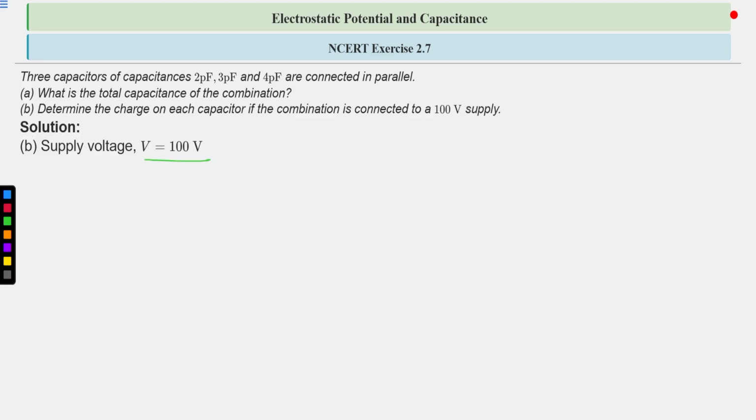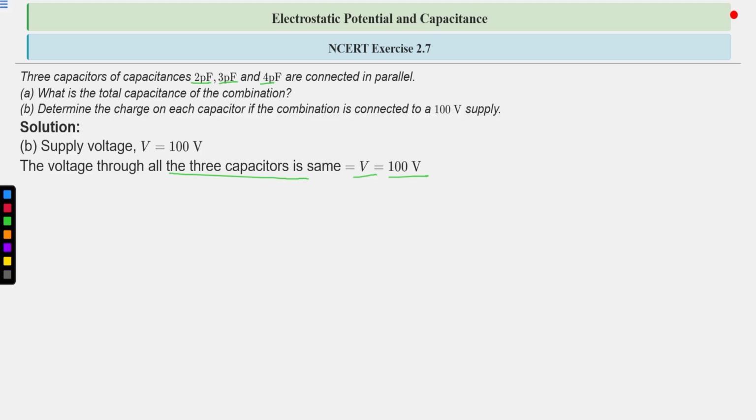Supply voltage is 100 volt. The voltage through all 3 capacitors is same because they are connected in parallel. So voltage across all the 3 capacitors will be same. V equal to 100 volt. And their individual capacitance is also given.